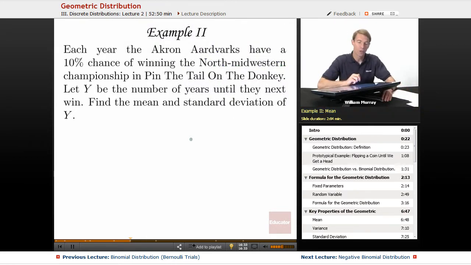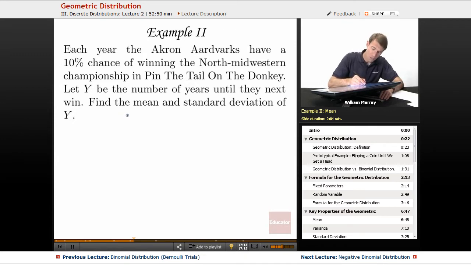In example 2, we have the Akron Aardvarks, and they're competing in the Northwestern Championship of Pin the Tail on the Donkey. And it looks like they have a 10% chance of winning the championship each year. I want Y to be the number of years until they next win. So we're sitting there in Akron, hoping the Aardvarks bring home a trophy this year. We want to know how many years we might have to wait until we see that trophy, so we want to find the mean and standard deviation of that. This is a geometric distribution, once again, because we're waiting for the first success. We're waiting for our home team to bring home that first trophy.